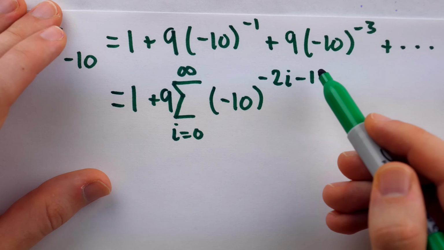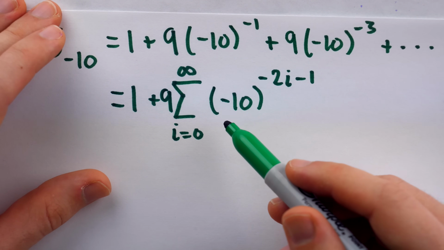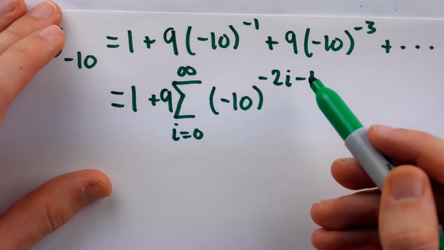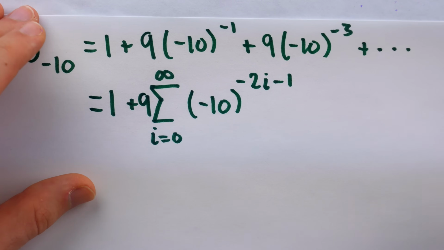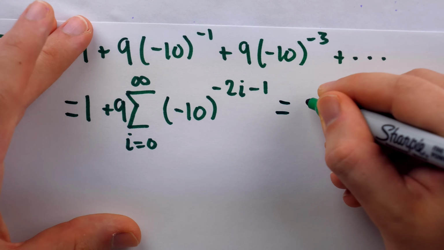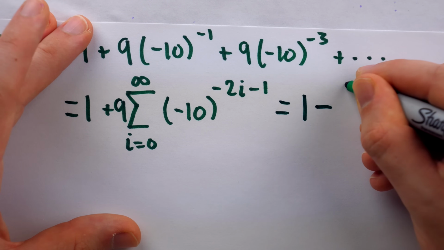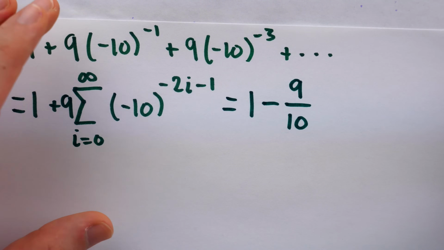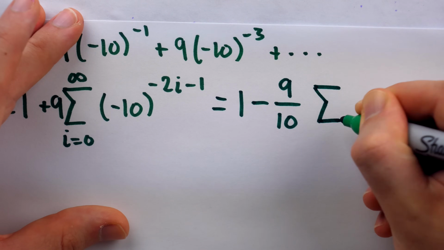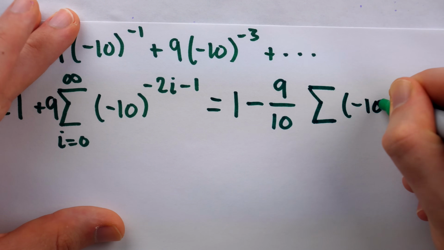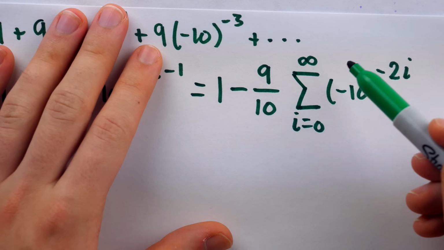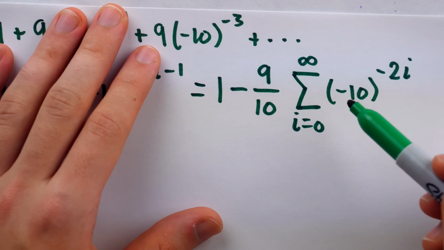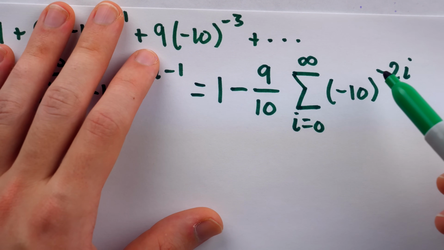Because that power is odd, this is going to be a negative number. Negative 10 to the negative 1 is negative 1 over 10. So then we can write this as 1 minus, bringing that negative 1/10 out, it's minus 9 over 10. What's left in the summation, the sigma, is negative 10 to the negative 2i. Again, this is a geometric series with the common ratio of negative 10 to the negative 2.